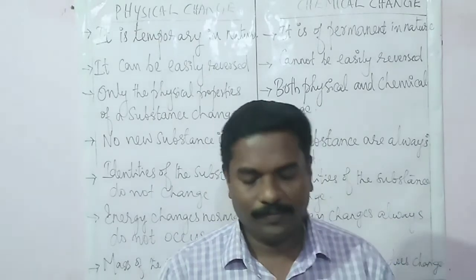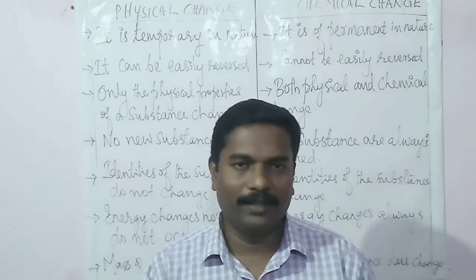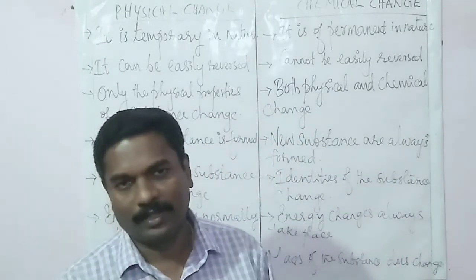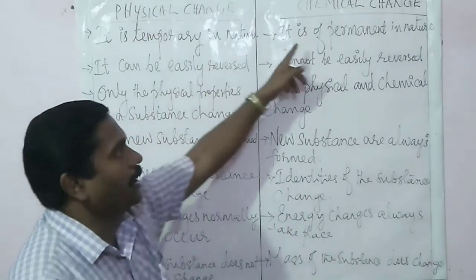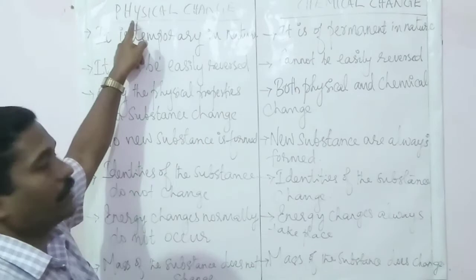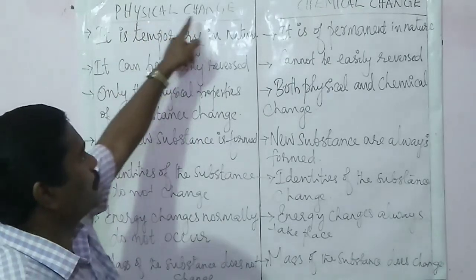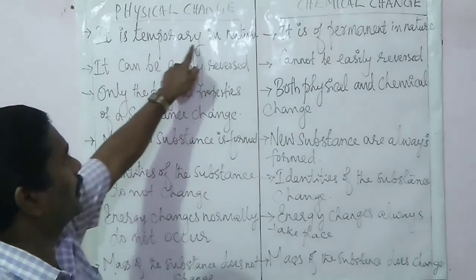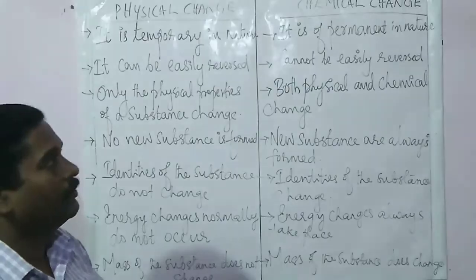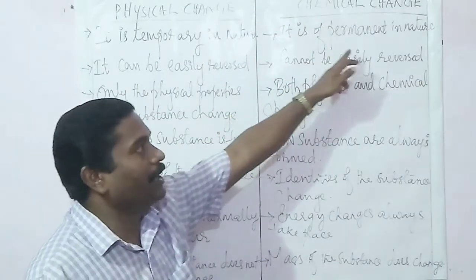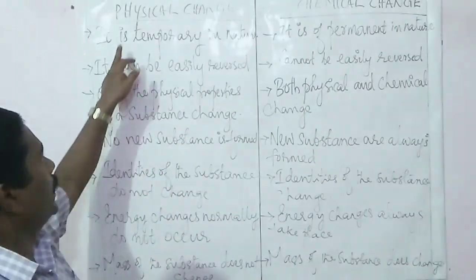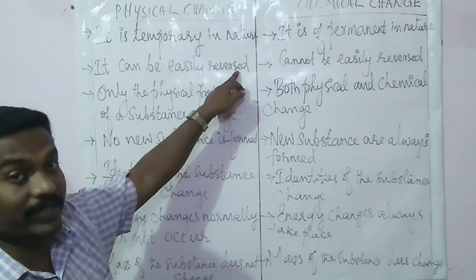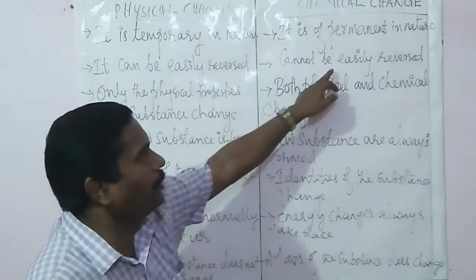And see, in order to study the difference between a physical change and a chemical change, let's tabulate them as shown here. Let's see physical change and chemical change. In physical change, it is a temporary change, whereas chemical change is a permanent one. Then second one, a physical change can be easily reversed, whereas a chemical change cannot be easily reversed.